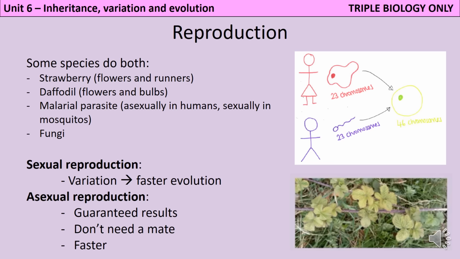The reason for being able to do both is that each method does have its advantages and situations where it's better to do. Sexual reproduction introduces variation, and this is good if uncertainty lies ahead.